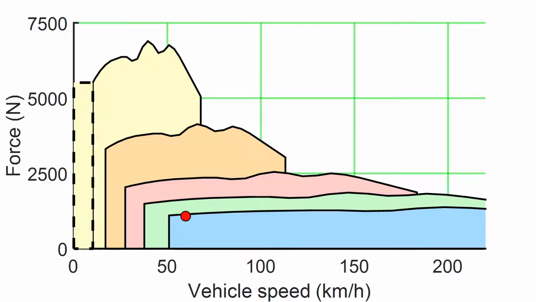Next, we will look at how this operating point fits within the operating range of the 5 gears. Notice that when we change gear, the operating point in force and speed remains constant. It's only the possible operating ranges which will change with gear.